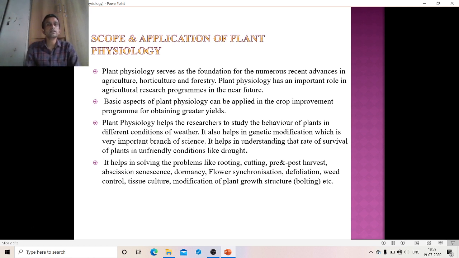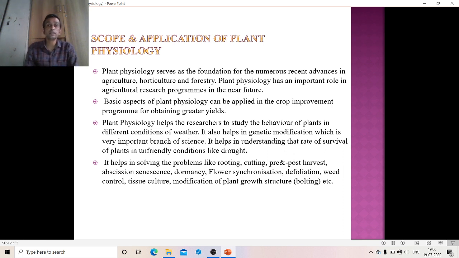Next, plant physiology helps the researcher to study the behavior of the plant in different conditions of weather. Means in India there are different types of weather from Kashmir to Kanyakumari. We planted a particular plant, we know the physiology of this plant, then we plant it in a cold condition, in an arid condition, in a hot condition, in a desert condition, in a high rainfall condition. Means when we know the physiology of the plant, we plant it in a different changing environment in India.